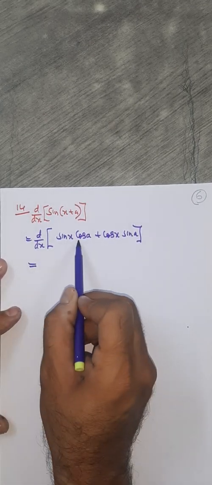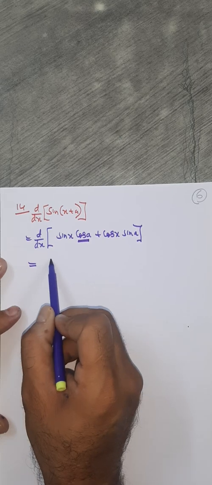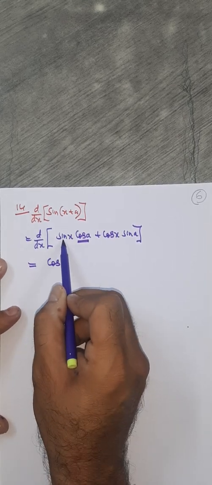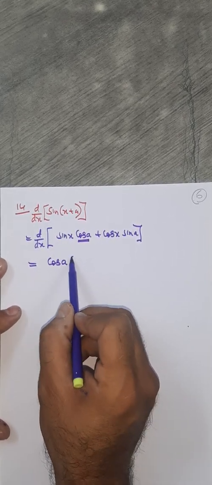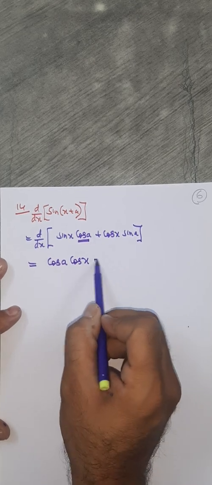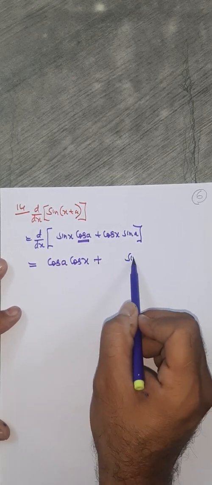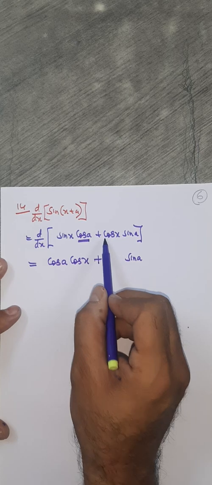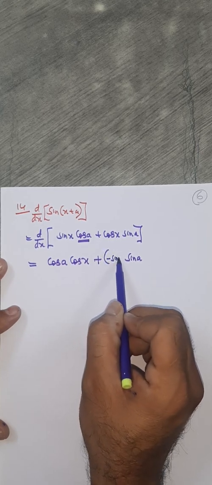How? See, cos a is constant, so as it is. What is the derivative of sine x? It is cos x. Plus, now sine a being constant as it is, because it is with the function. What's the derivative of cos? It is minus sine.